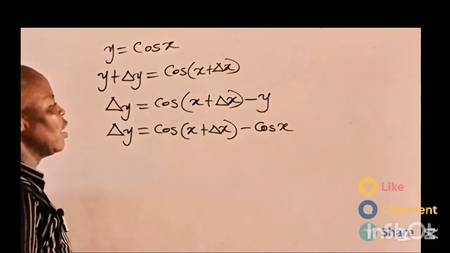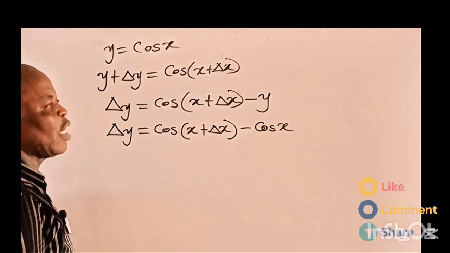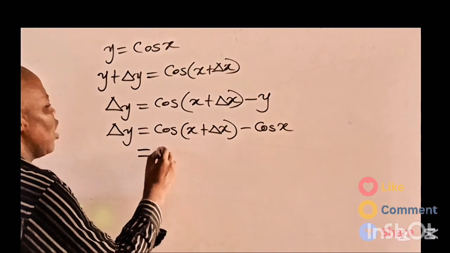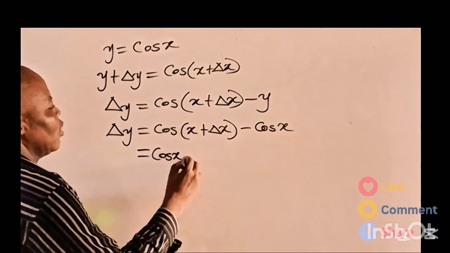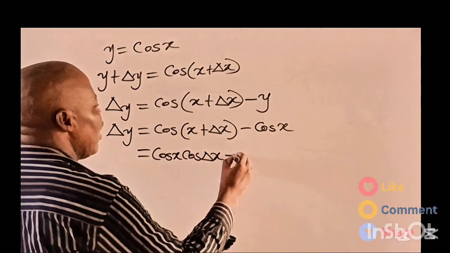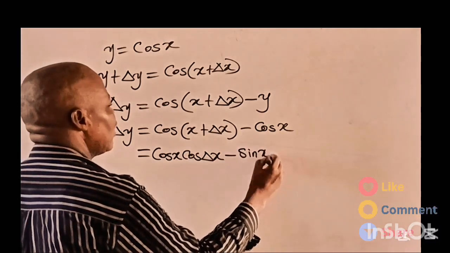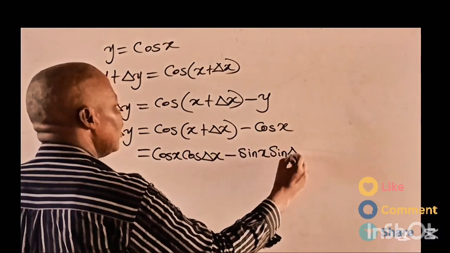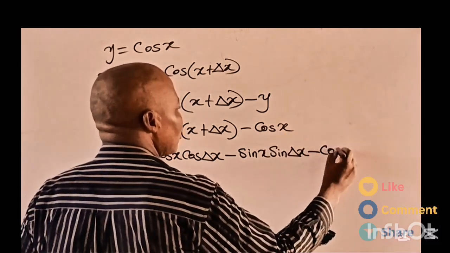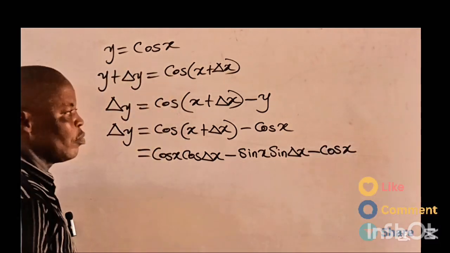Then we need to expand this using the cosine addition identity. So that means we are going to have cos x cos change in x minus sine x sine change in x minus cos x.